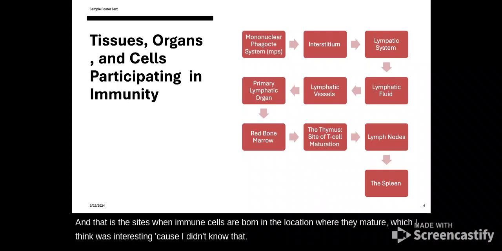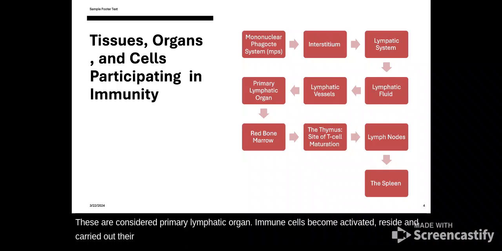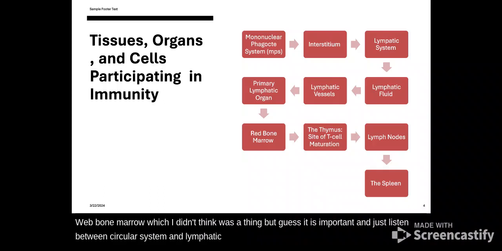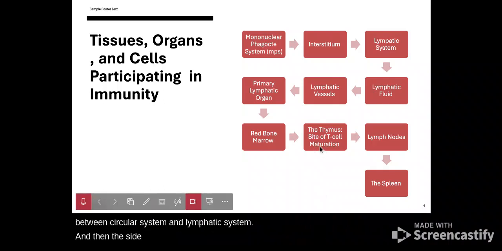These are considered primary lymphatic organs. Where immune cells become activated, reside, and carry out their functions are called secondary. Red bone marrow, which I didn't think was a thing, but I guess it is. Important intersection between the circulatory system and lymphatic system. And then the site of T cell maturation.